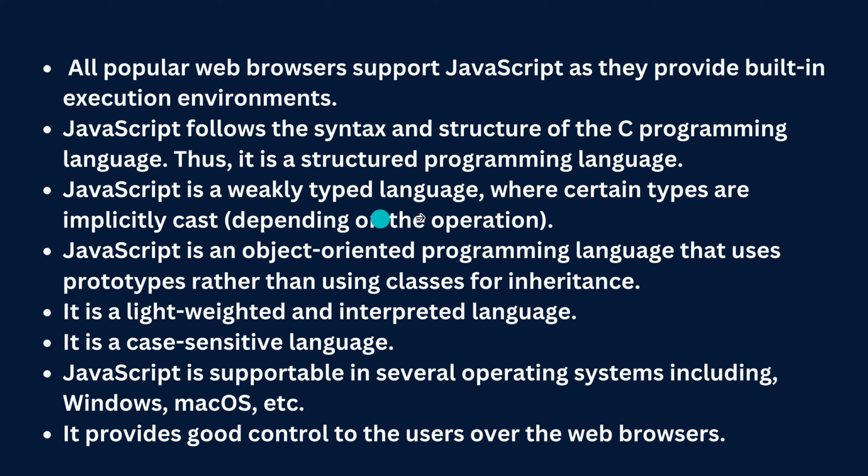Also, this is a weakly typed language where certain types are implicit, depending on the operation. Weakly typed means we do not give the type of data, what is the type of this variable. We do not type like int ABC, char ABCD. We do not type like this. We just write the variable name. We'll see when I'm just talking some pointers. This is also an object-oriented programming language, right? And it also uses classes and inheritance in its programming.